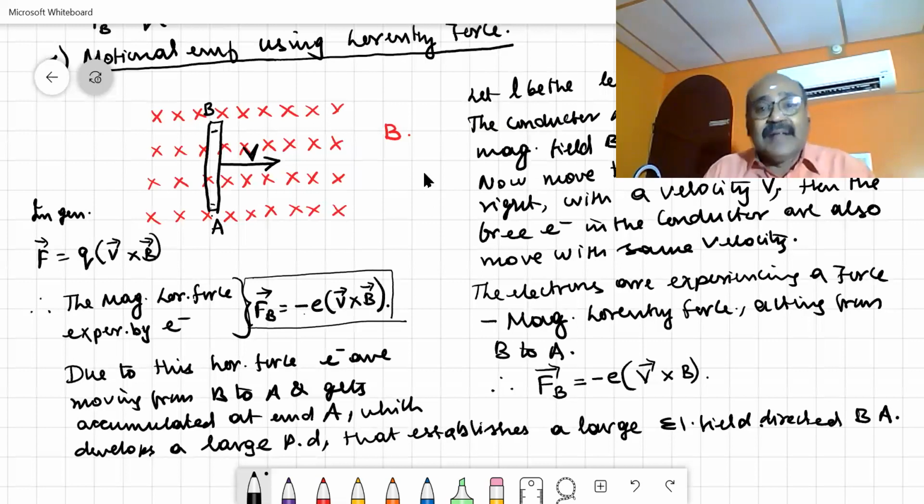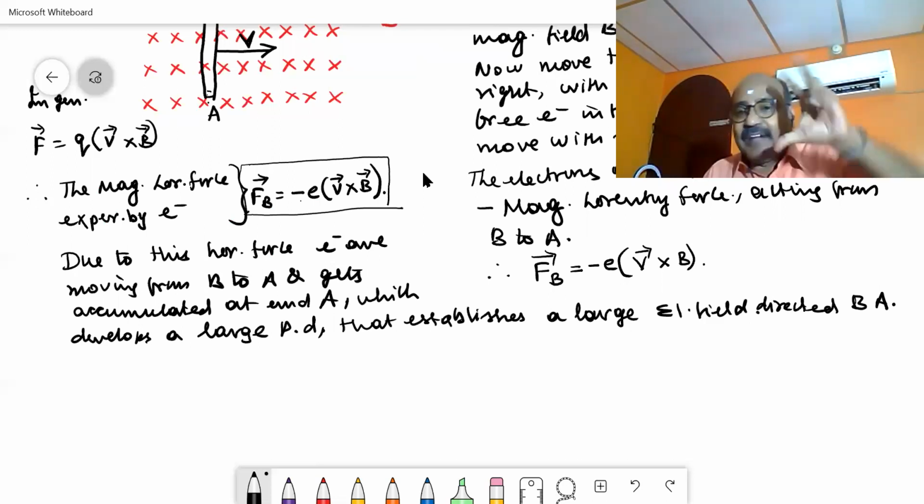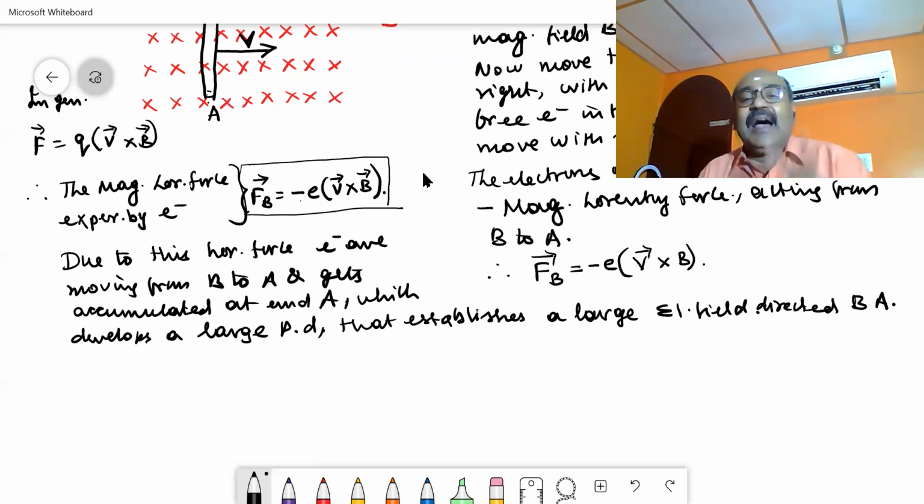Automatically on the electron, an electrostatic force or a Coulomb force is developed, because from end B to A you are having a large electrical field inside that conductor. You are having electrons. So the electrons, which are negatively charged, placed inside the electrical field will experience a force, and that force is called either the electrostatic force or the Coulomb force.